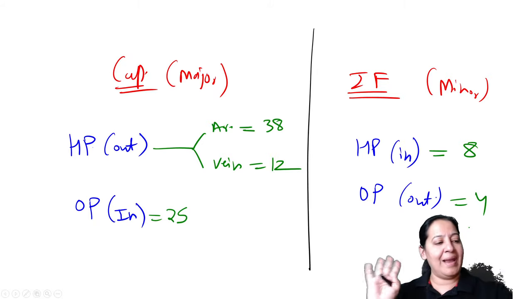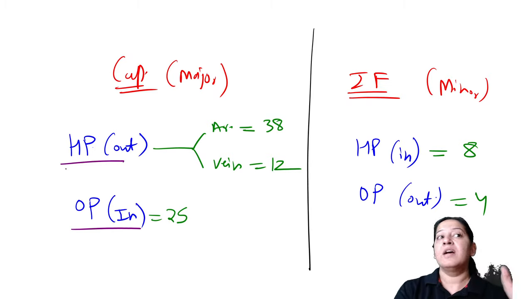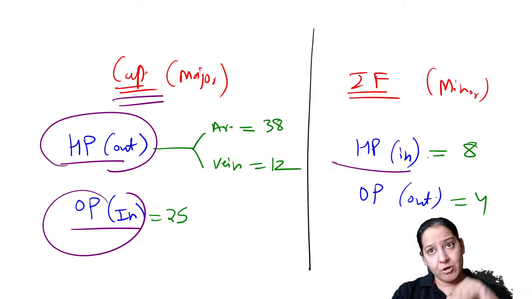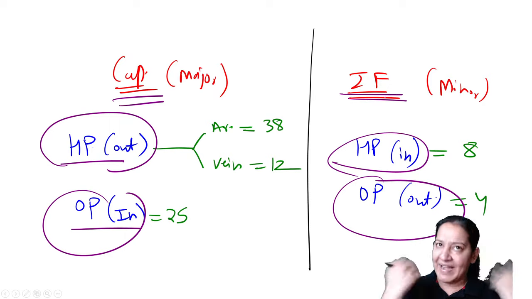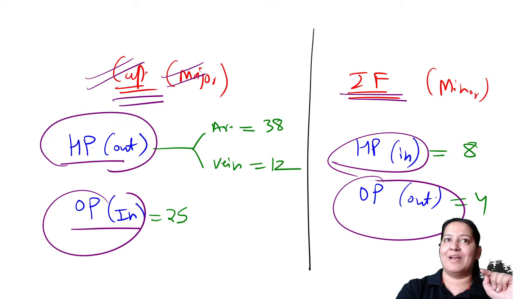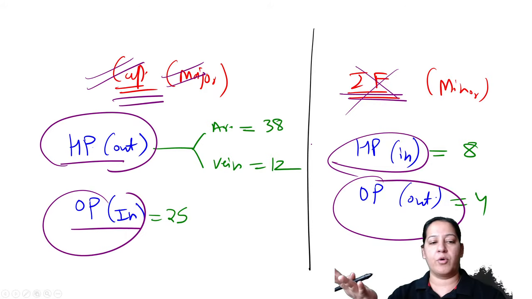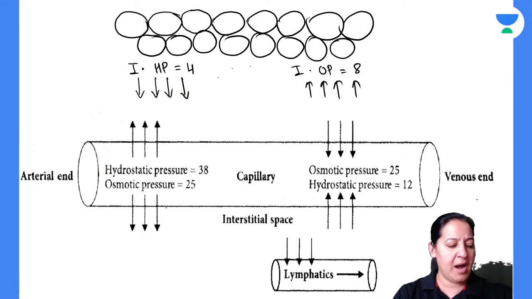Whenever in my lecture I use the term hydrostatic pressure or osmotic pressure, I should mention whether I am talking about the hydrostatic and osmotic pressure of the capillary, or of the interstitial fluid. If I am not specifying anything, by default I am talking about the capillary because it is the major one. I will not take these minor ones into consideration, but I have enumerated them since they are given in your book. Everyone give me a thumbs up. So can you see the four pressures? Now let me mark them in this diagram.